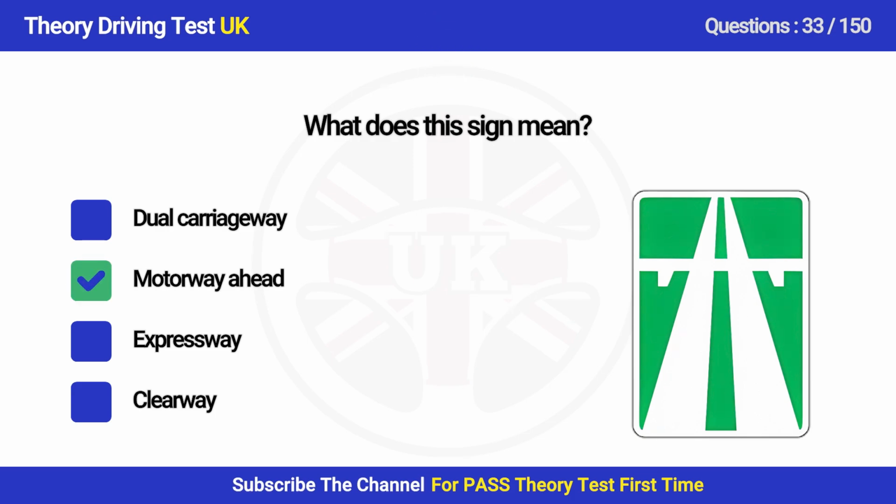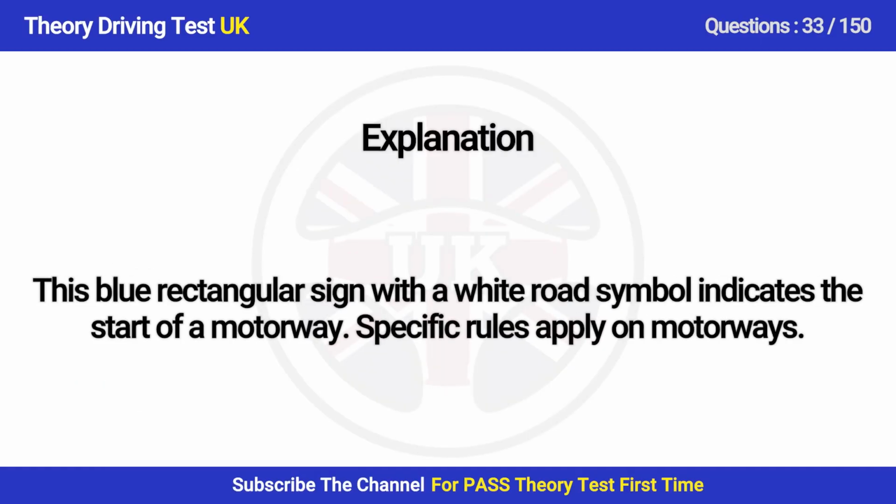Answer is B, motorway ahead. This blue rectangular sign with a white road symbol indicates the start of a motorway. Specific rules apply on motorways.